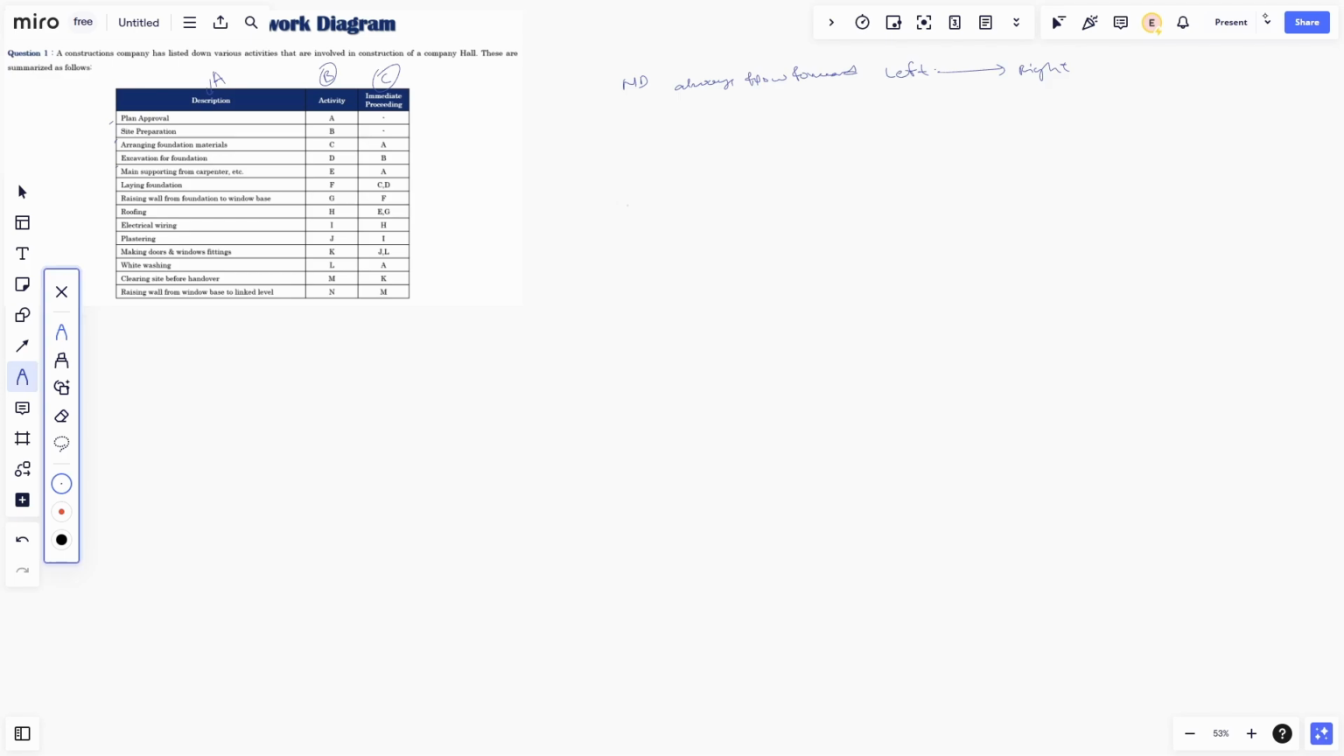So here we have a question stating that a construction company has listed down a few of the activities involved in construction of a company hall, and below is the summary of the plan they got. The first task description is plan approval, and as you can see, this task does not have any immediate predecessor. That means this particular task is independent by its own nature, and it is not dependent on any previous task. The same goes for task B.